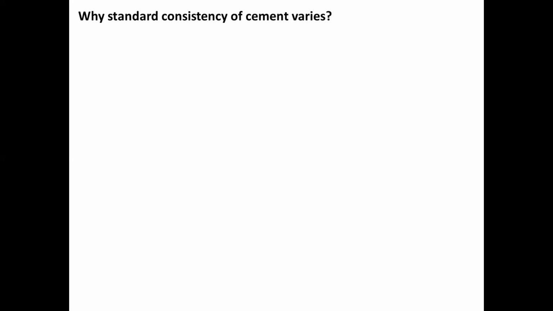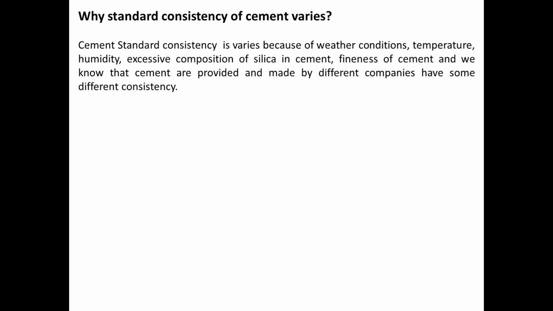Why does the standard consistency of cement vary? Cement standard consistency varies because of weather conditions, the temperature, humidity, excessive composition of silica in cement, and the fineness of cement must also be considered. And we know that cements provided and made by different companies have some different consistency.